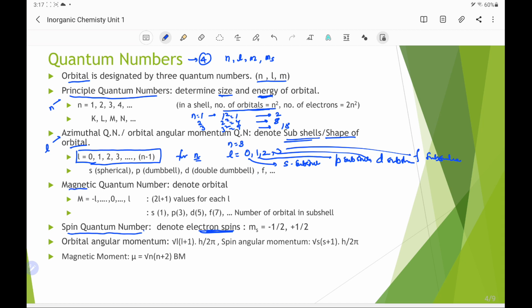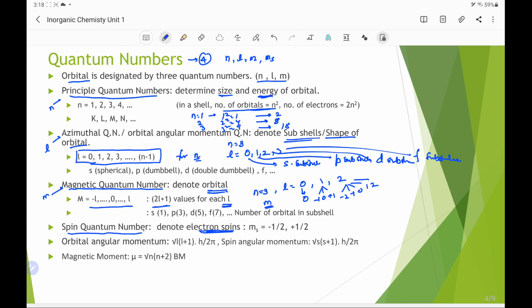Then next is magnetic quantum number. It is denoted by m and it refers to the orbital. For a particular l, there are 2l plus 1 values of m, and these values vary from minus l to plus l, changing by 1 including 0. That means for n equal to 3, l will have values 0, 1, 2, and m will have the value, for l equal to 0, it is 0. For 1, it will be minus 1, 0, plus 1. For 2, it will have 5 values: minus 2, minus 1, 0, 1, 2. In this way, we can find the values of the magnetic quantum number.